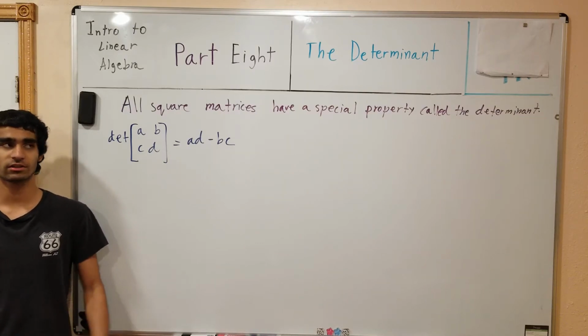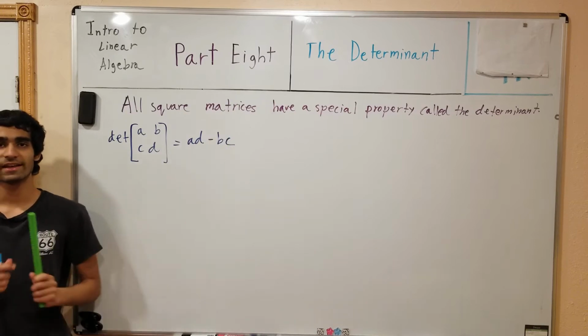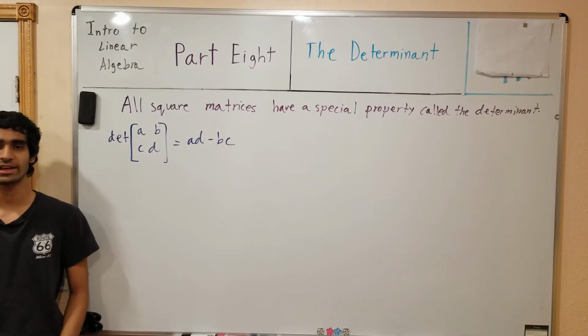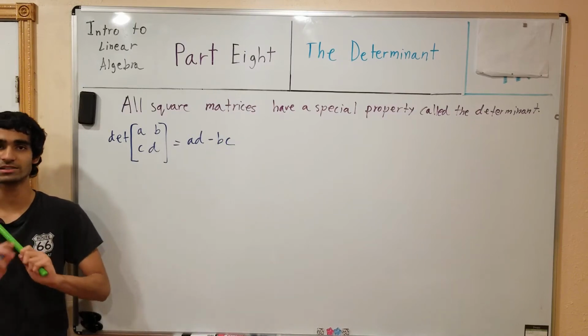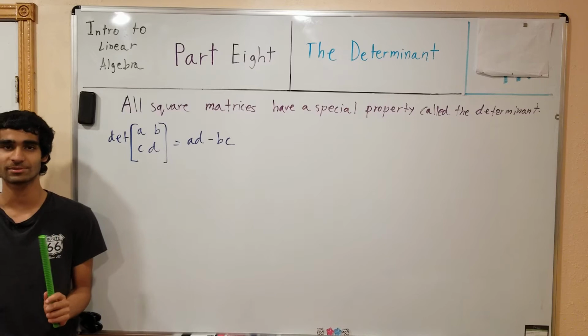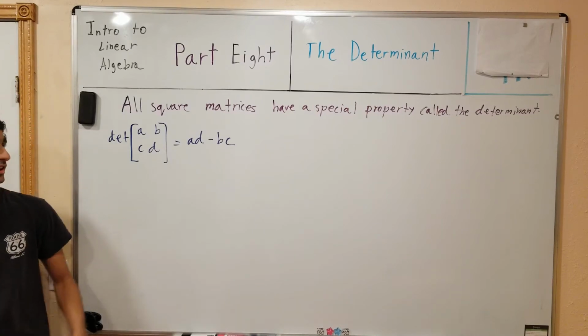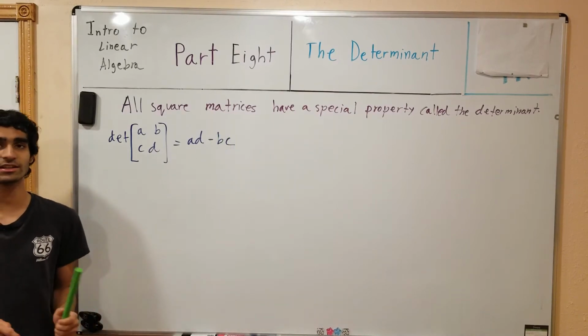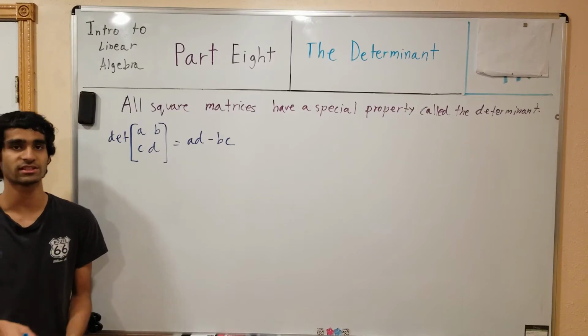In today's video, we're going to be talking about the determinant, a special property every square matrix has. In future videos, we're going to be using the determinant to solve a bunch of problems, and trust me, the determinant, one of the most important things in linear algebra, has a lot of uses. But for now, we're just going to learn about the determinant and how to find the determinant of small matrices.